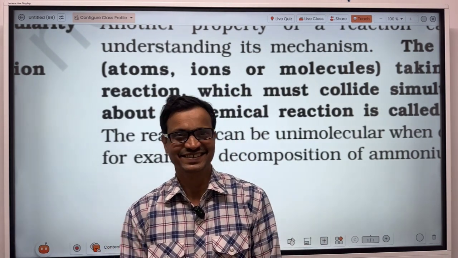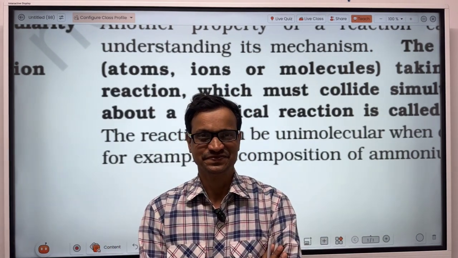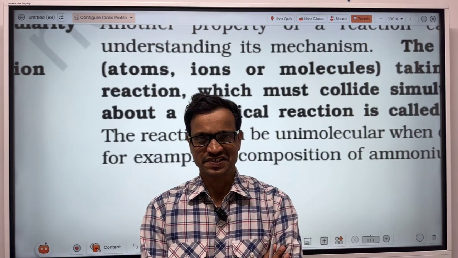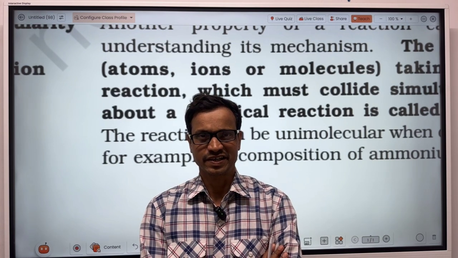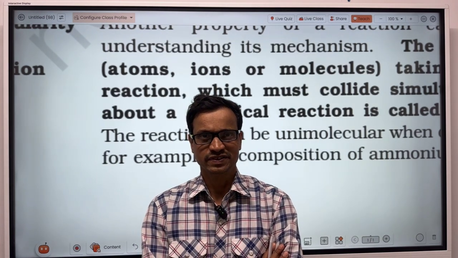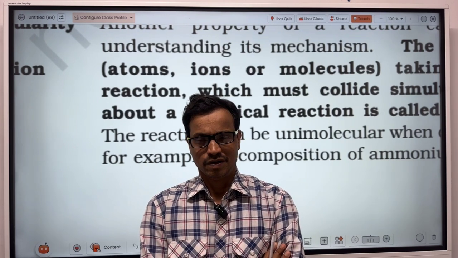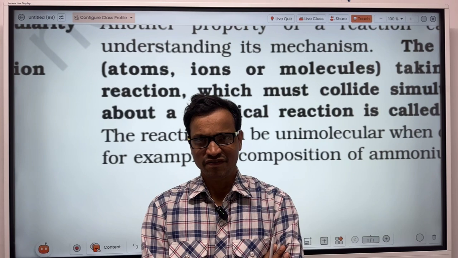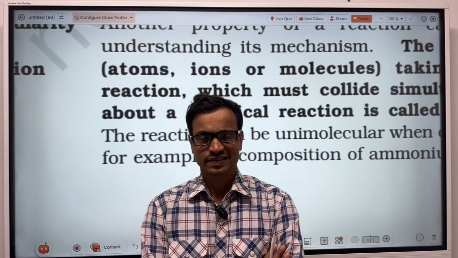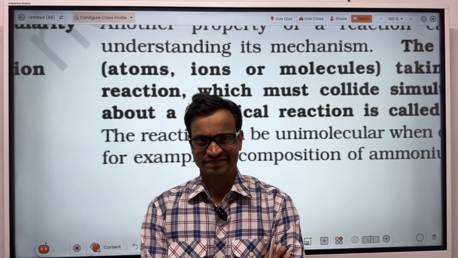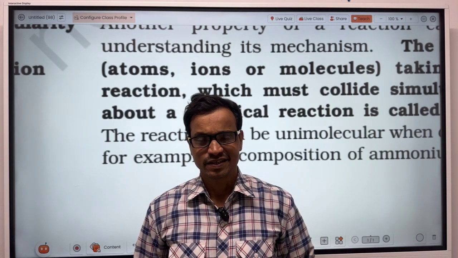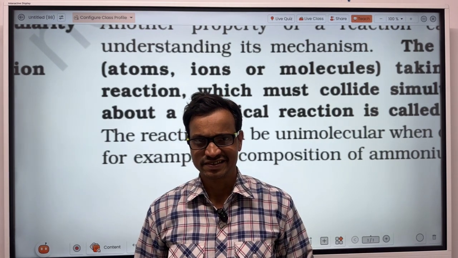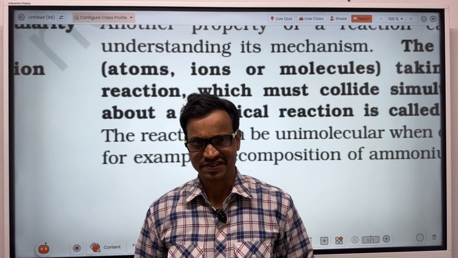What is order of reaction? Let me recap. In the rate law expression, various reactants are involved. So, order of reaction is the summation of the powers of the reactants involved in the rate law expression.